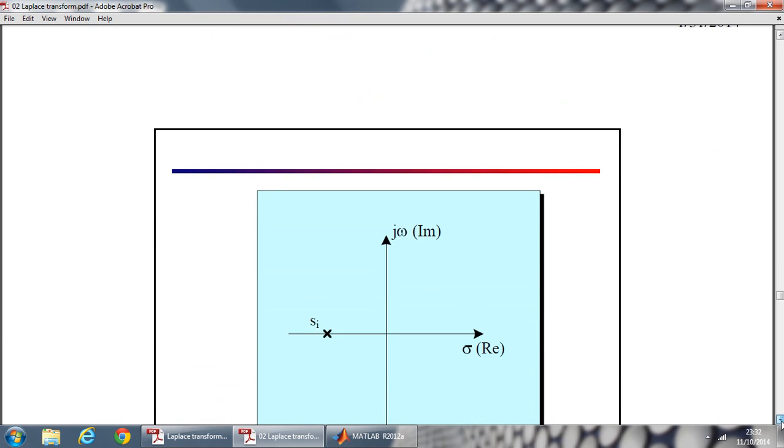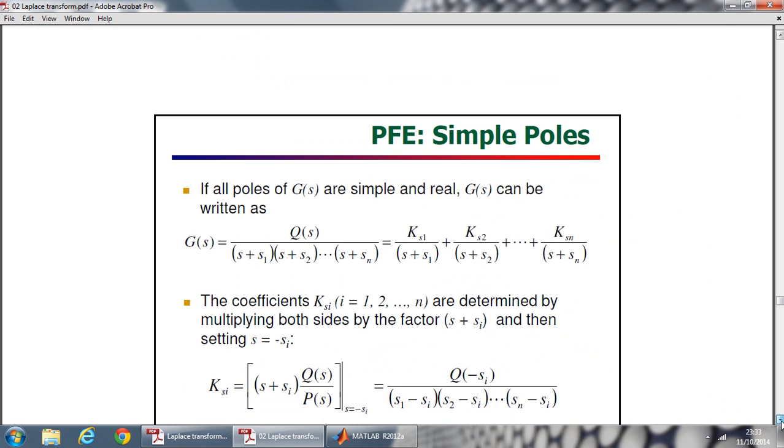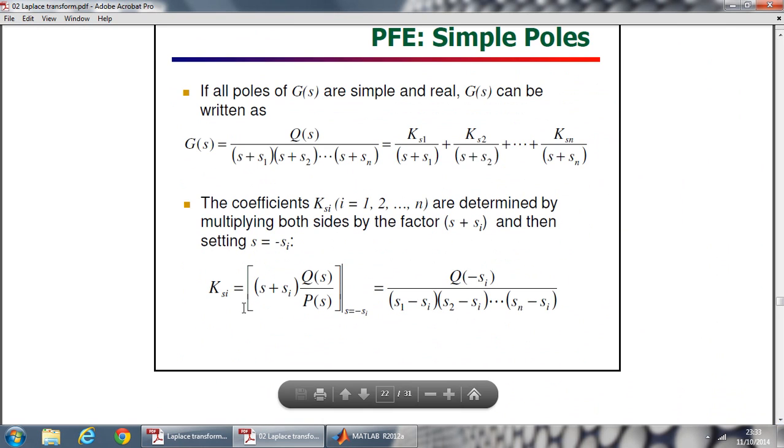To find these coefficients, we need to follow this methodology. Ksi is the limit of the function (s plus si) multiplied by Q(s) over P(s), or G(s), when s goes to minus si. The value of this limit will give you the related Ksi.